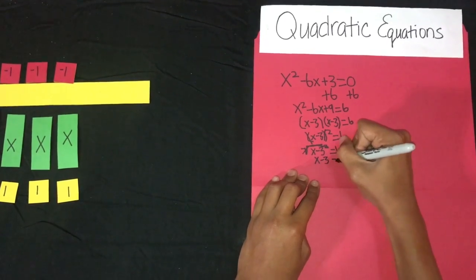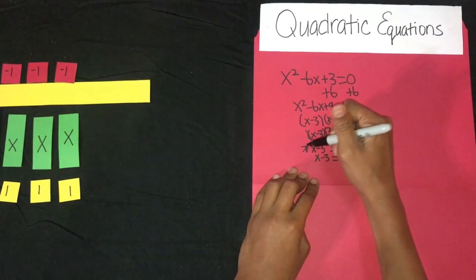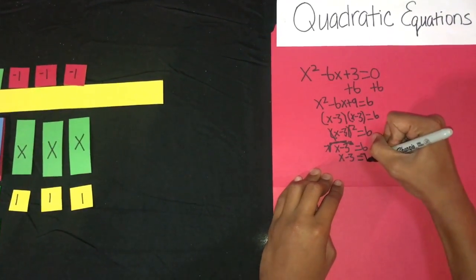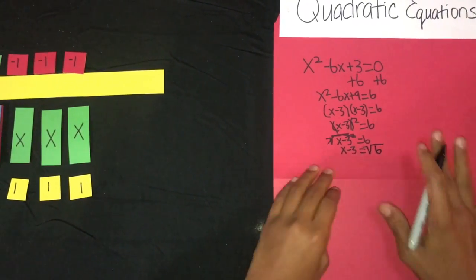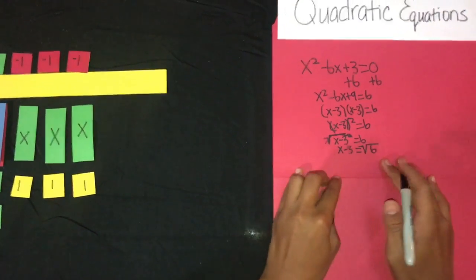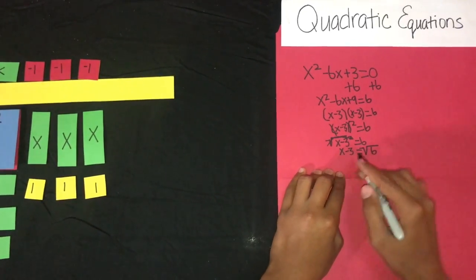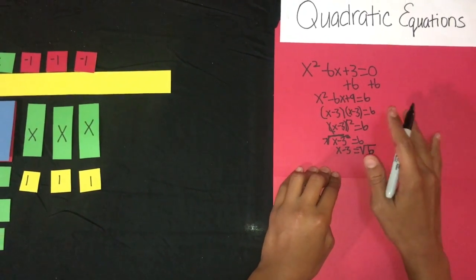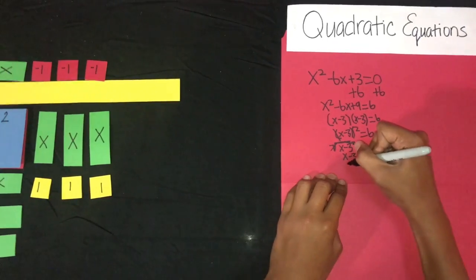Now we're going to move this to the other side of the equal sign. We're going to place it like this. It's going to look something like this. Now that we have that, we're almost able to get x by itself. We're going to add a plus or minus, because we really don't know if this 6 is going to stay negative or positive. So let's do that.